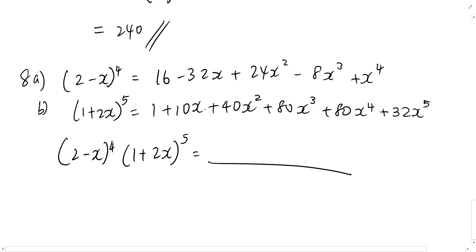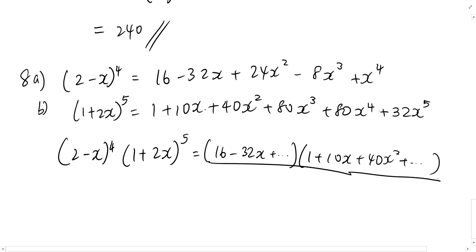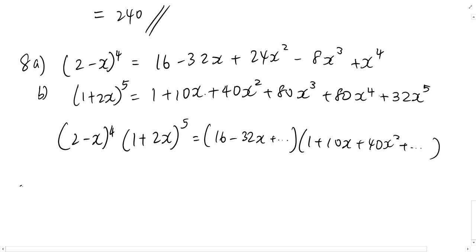I want the coefficient of x cubed. Should I expand everything out? So I've got 16 minus 32x plus blah blah blah. Then 1 plus 10x plus 40x squared plus blah blah blah. Should I expand everything out? Well, I am only interested in x to the power of 3. How do you get x to the power of 3? What are the possibilities for getting power 3?